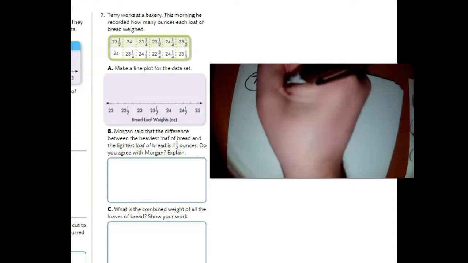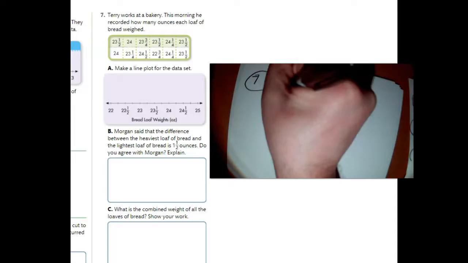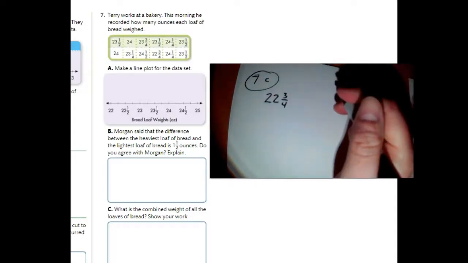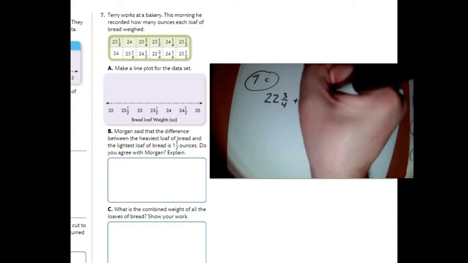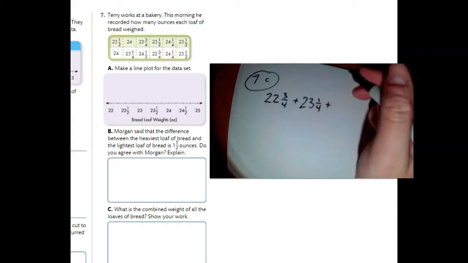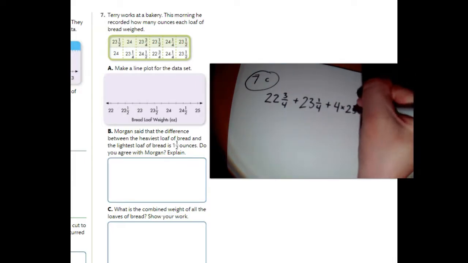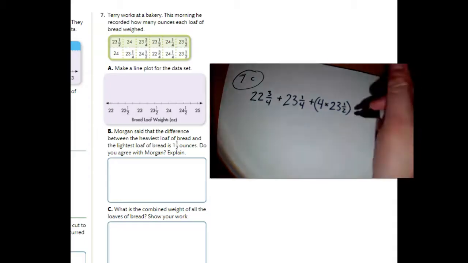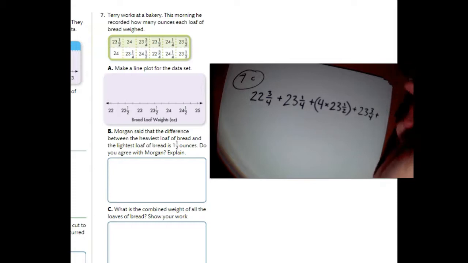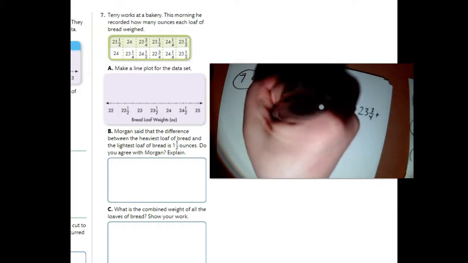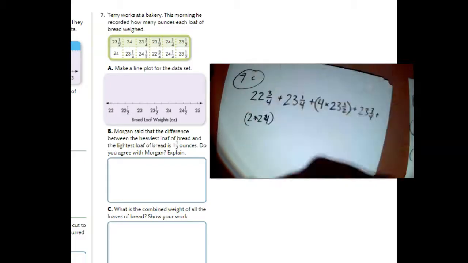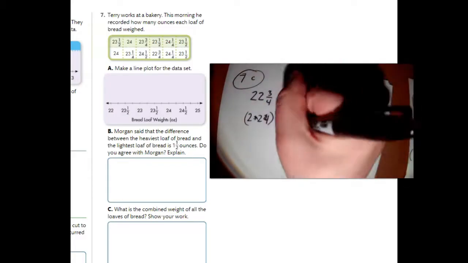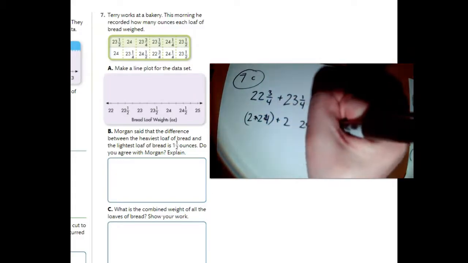So first off, we have 22 and 3/4. We're going to add that with 23 and 1/4. We're going to add that with, since there are 1, 2, 3, 4, 23 and a halves, I'm going to say there's 4 23 and a halves. I'm going to add that with 23 and 3/4. I'm going to add that with 2 times 24. Add them together. I'm going to add that with 2 times 24 and 1/4.